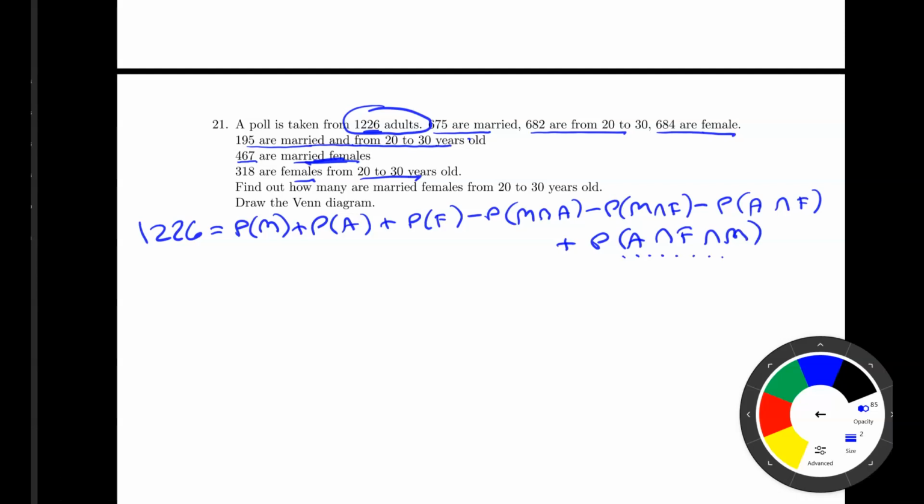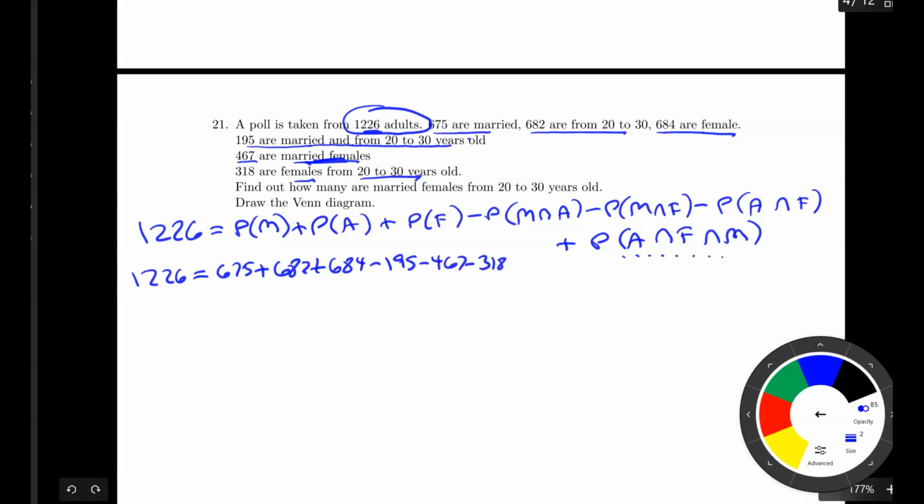So let's go plug in all the data that I have. So 1226, 675, 682, 684, 195, 467, 318. All right, move all these numbers over here. I get 165 is the probability that they're of a certain age, they're female, and they're married.